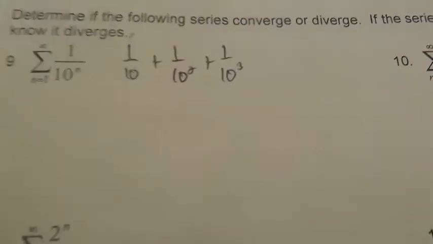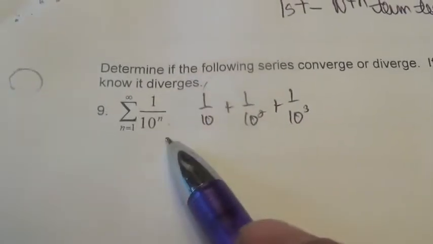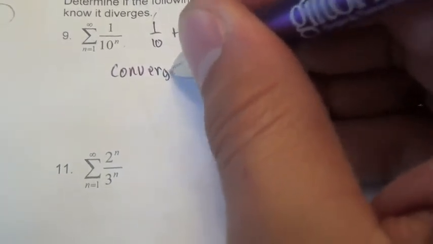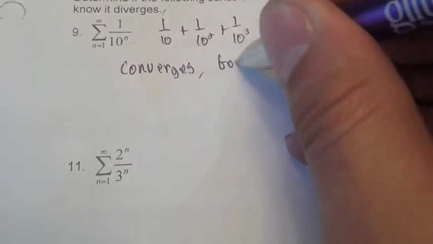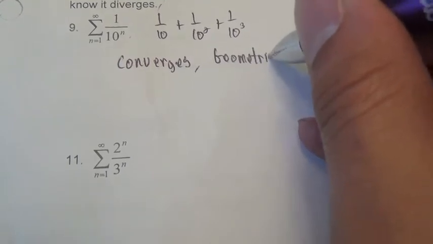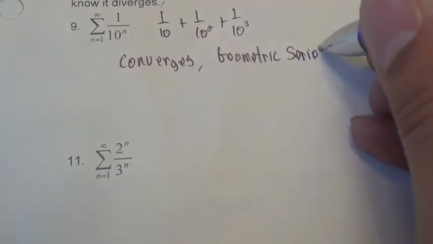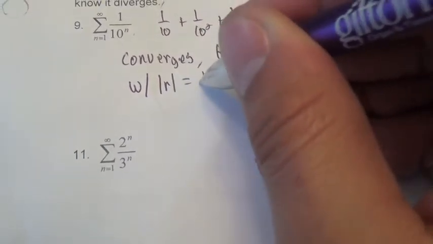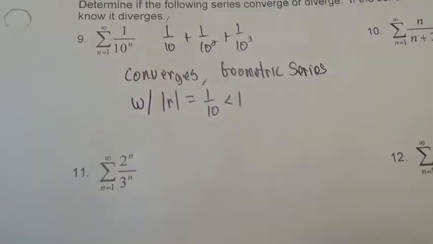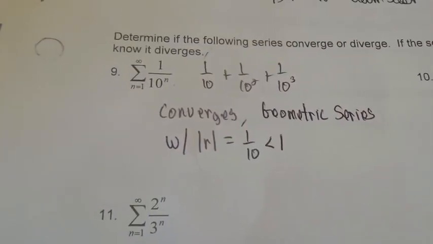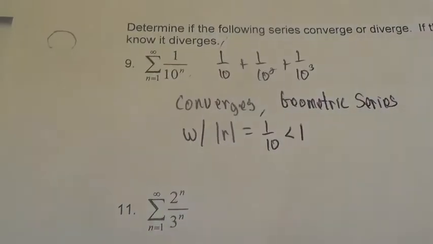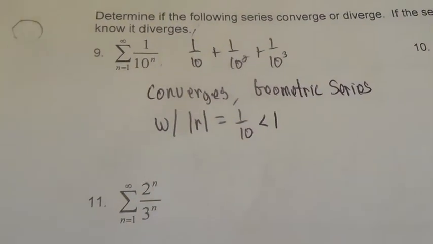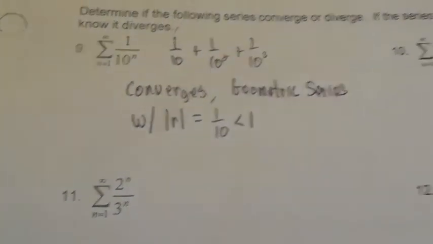So in terms of determining if this converges or not, we should be able to look at that, know that it's geometric. We would know that it converges because it is a geometric series, with the absolute value of our ratio equal to 1/10, which is less than 1. I don't really need you to find the sum right now. We could if you wanted to with our little formula, but right now we're just saying does this converge or not, and if it does or does not, saying why. So that's pretty much it for number 9.